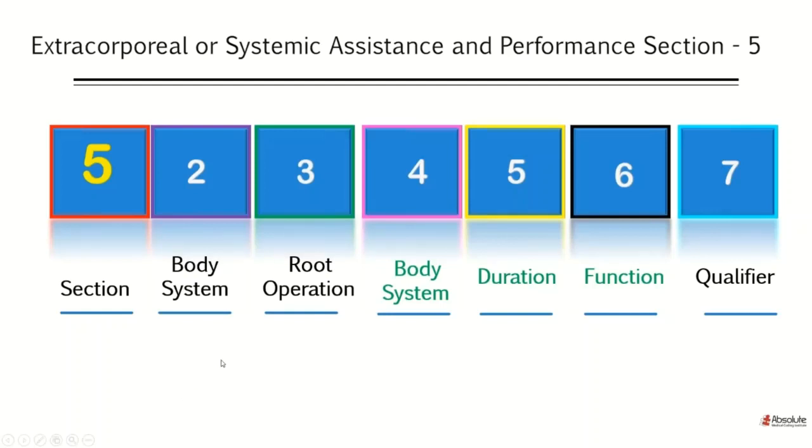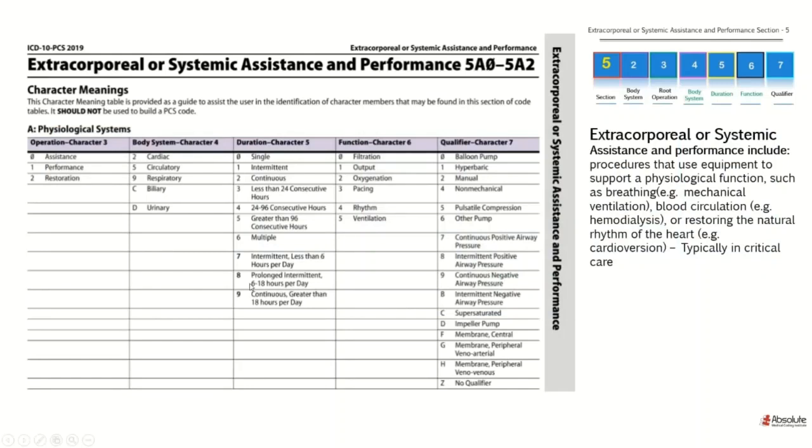Your first character, value 5, will tell you that you're coding from extracorporeal or systemic assistance and performance. All right, coders, so what is extracorporeal or systemic assistance and performance? Let's go ahead, because I keep forgetting to define it for you, but we do know we're in the correct section. The definition is these are procedures that use equipment to support a physiological function such as breathing, like mechanical ventilation, blood circulation, like hemodialysis, or restoring the natural rhythm of the heart, like cardioversion. Since we know this section is 5, we know the body system is physiological functions, that's A. The root operation is either going to be assistance, performance, or restoration.